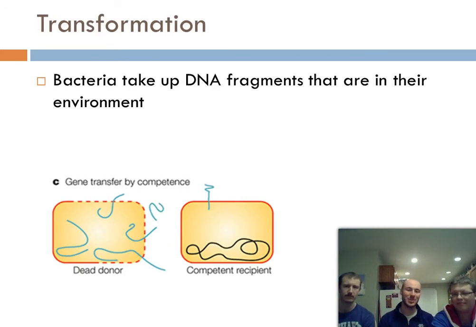Now, another type, which we're not going to work with in class, but we've talked about in class, is what's called transformation. What happens here is bacteria can actually take up DNA fragments from the environment. So if a bacteria cell dies, say it's on your hand, you use what's it called? Antiseptic. Hand sanitizer. Thank you.